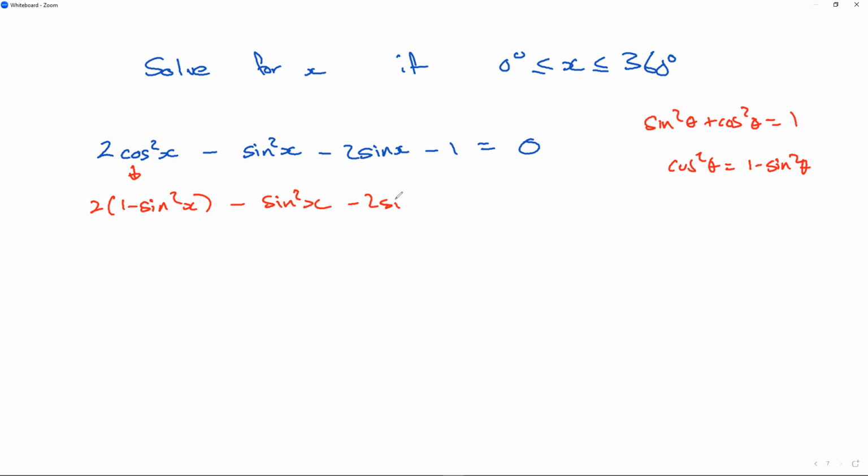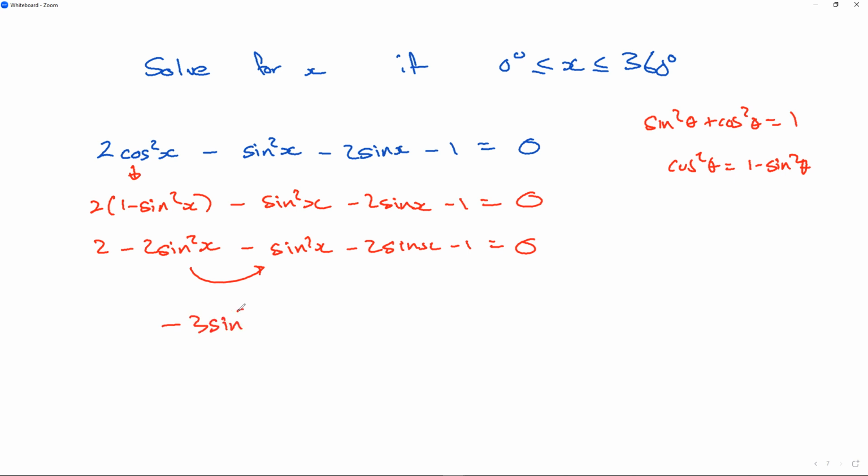I can now bring the sine squareds into a single term and then get a trinomial which I can hopefully factorize. So it'll be 2 minus 2 sine squared x minus sine squared x minus 2 sine x minus 1 equals 0. Those two will become negative 3 sine squared x, and then negative 2 sine x remains, and the 2 will combine with the negative 1 to become positive 1 equals 0. Let's change all the signs the other way around by multiplying by negative, and it'll be 3 sine squared x plus 2 sine x minus 1 equals 0.